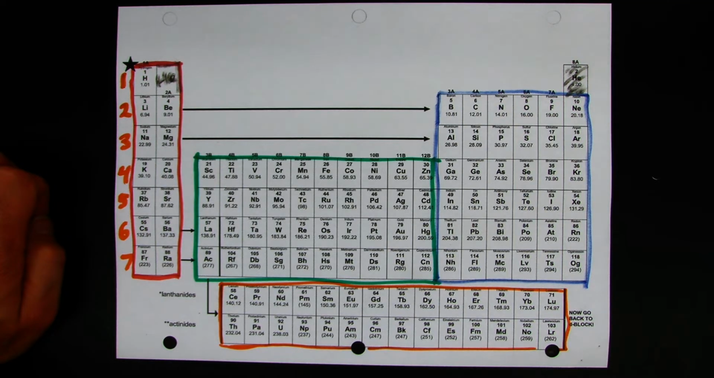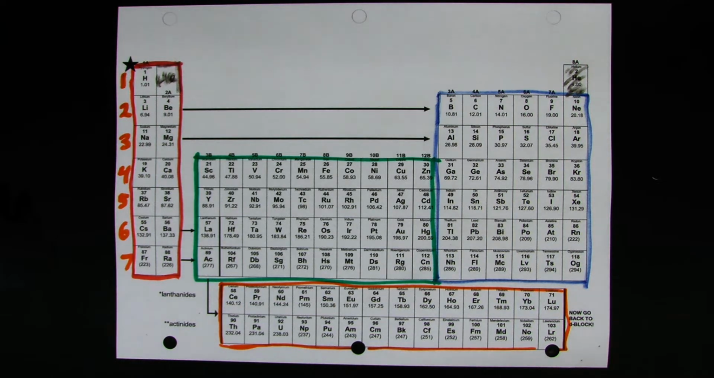So now we have quantum theory. We have orbitals. We have orbital diagrams. We have energy levels, and you can see that the different sublevels match perfectly with the periodic table. That is amazing. I don't know about you, but that just blows my mind.